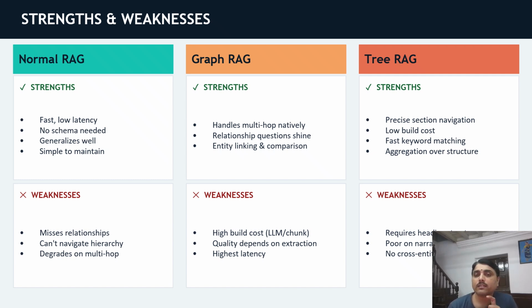Tree RAG is the sleeper win. It requires no LLM at all for indexing, runs in milliseconds, and is highly accurate for any question that references a chapter, section, or heading by name.